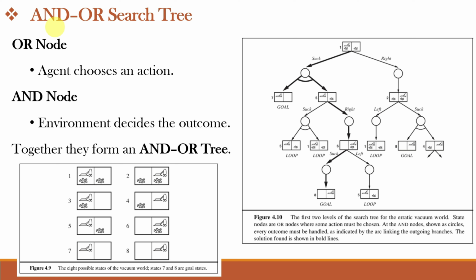This is called an AND-OR search tree. There are 2 different types of nodes. The first is the OR node. At the OR node, the agent chooses one action such as left, right or suck.